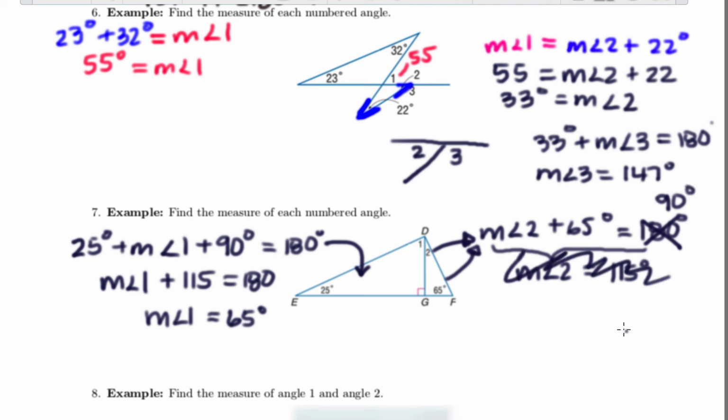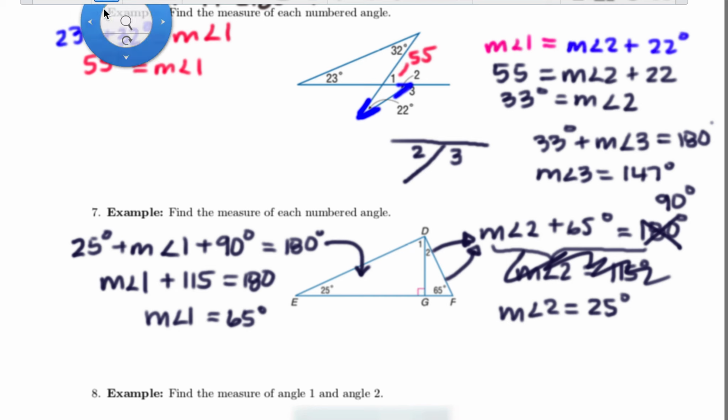So let's go back and fix this guy over here. We can say that we subtract the 65 from 90 and we get that the measurement of angle 2 is equal to 25 degrees. So go back and fix this. I'm sorry about that equation right there. So go ahead and cross it out, erase it, it's up to you. But we now have both of our angles.